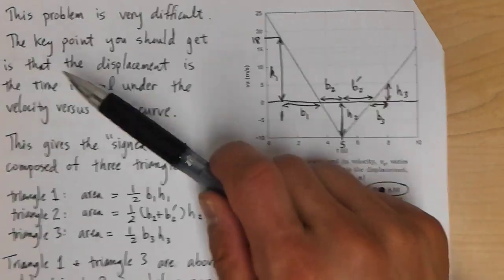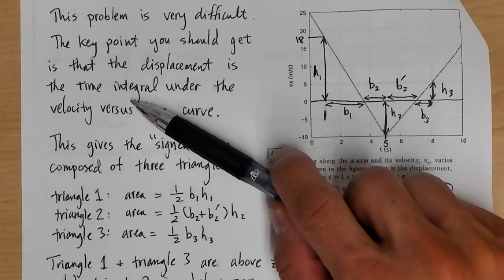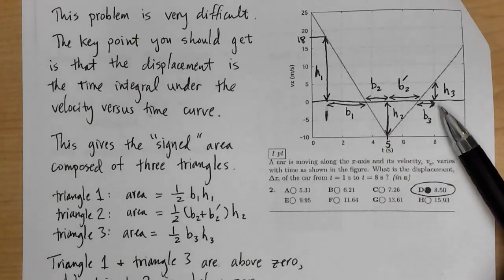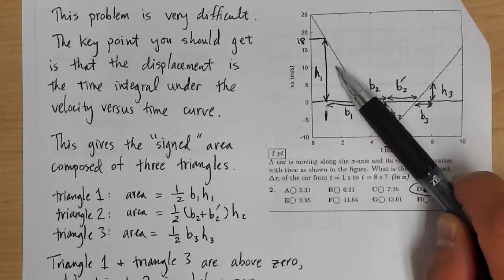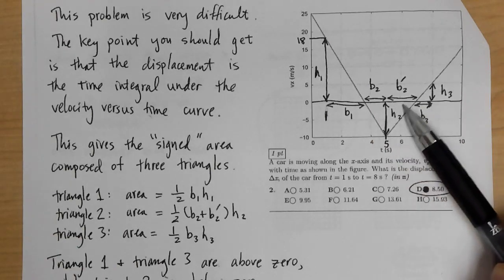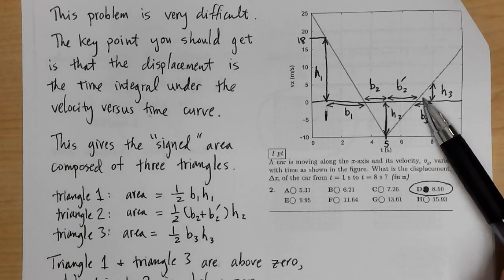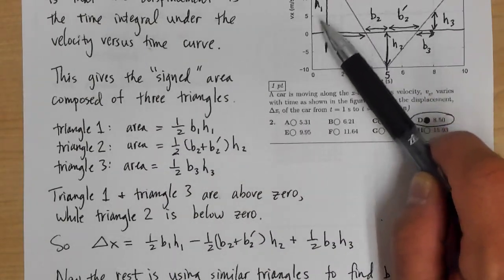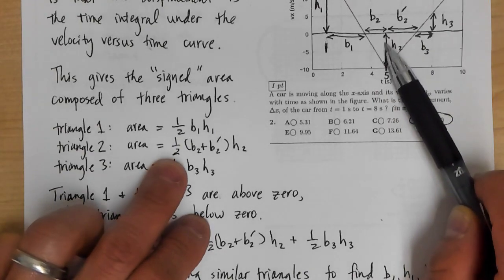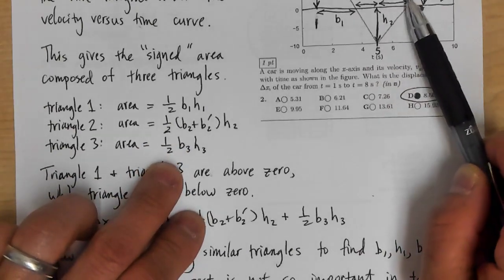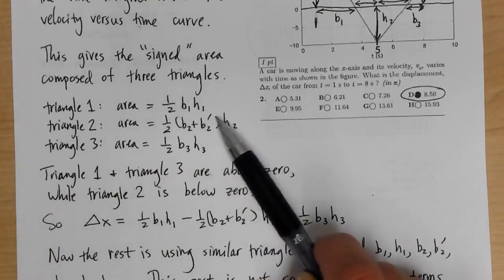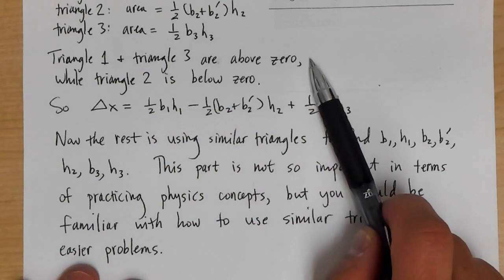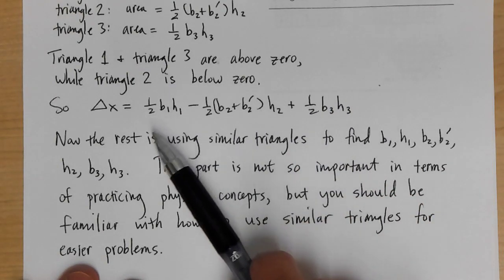So the key point is that the displacement is the area under the velocity versus time curve. Okay, so we go from 1 to 8 seconds here. We need to get the area of this triangle, the negative area of this triangle, the area of this triangle. So we need the signed area. Triangle 1 is 1/2 base times height, and 1/2 base times height here, but this one will end up being negative. Triangles 1 and 3 are above 0, triangle 2 is below 0.